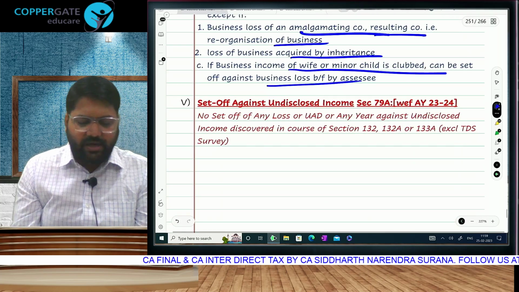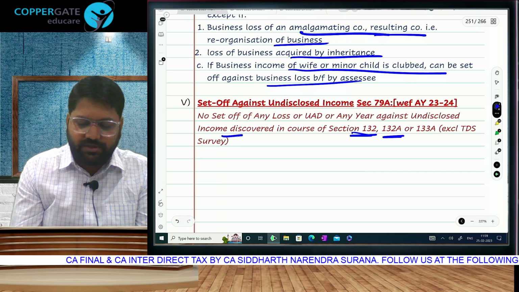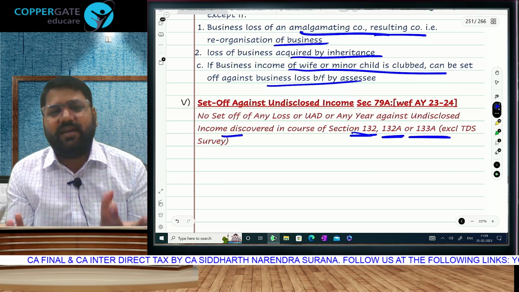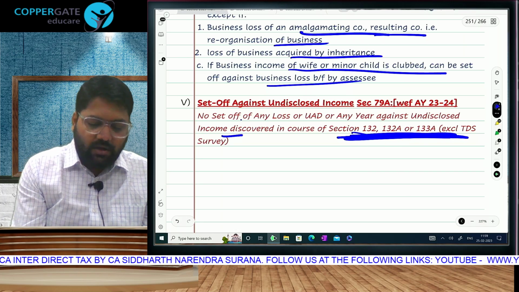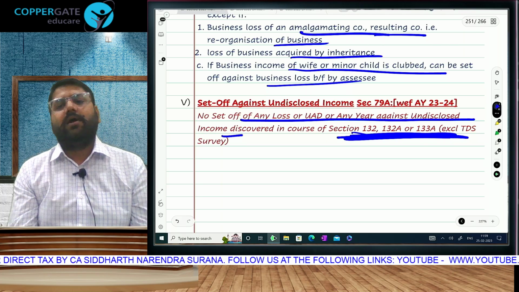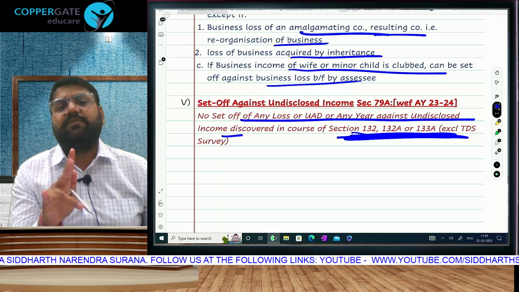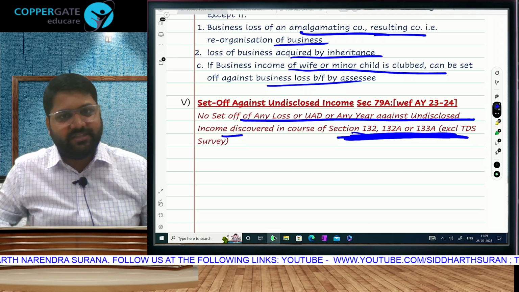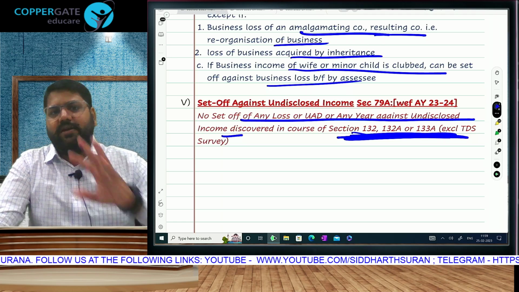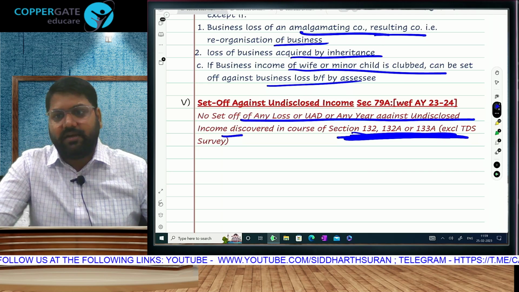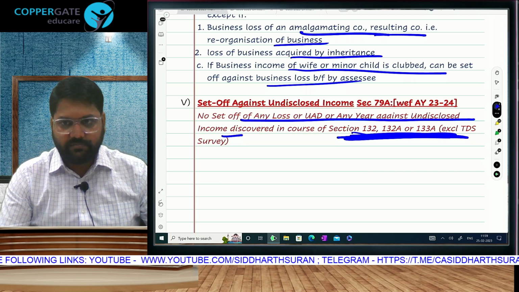Amendment in this chapter: whenever there is any income discovered in the course of search, requisition or survey, except TDS survey, which is not for income discovery, no set off of any loss or unabsorbed depreciation is allowed against that income. So any income that is getting taxed under search, requisition, survey will be ineligible for adjusting any loss. No loss can be adjusted against these concealed incomes that have been discovered. Now that's our chapter, set off and carry forward of losses.